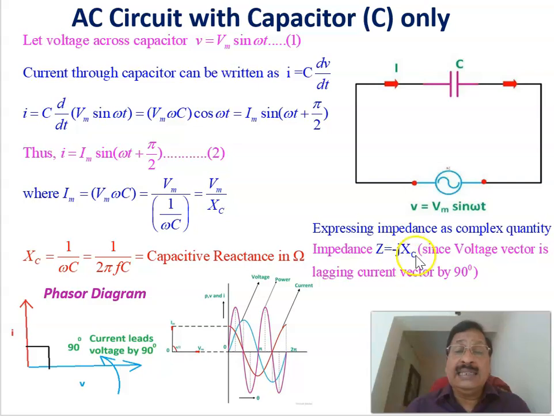j represents a 90 degree shift. Plus j represents a 90 degree rotation in the anti-clockwise direction, and minus j represents a 90 degree rotation in the clockwise direction. This is the phasor diagram of a purely capacitive circuit, and the product of the instantaneous voltage and instantaneous current gives the instantaneous power of a capacitive circuit.